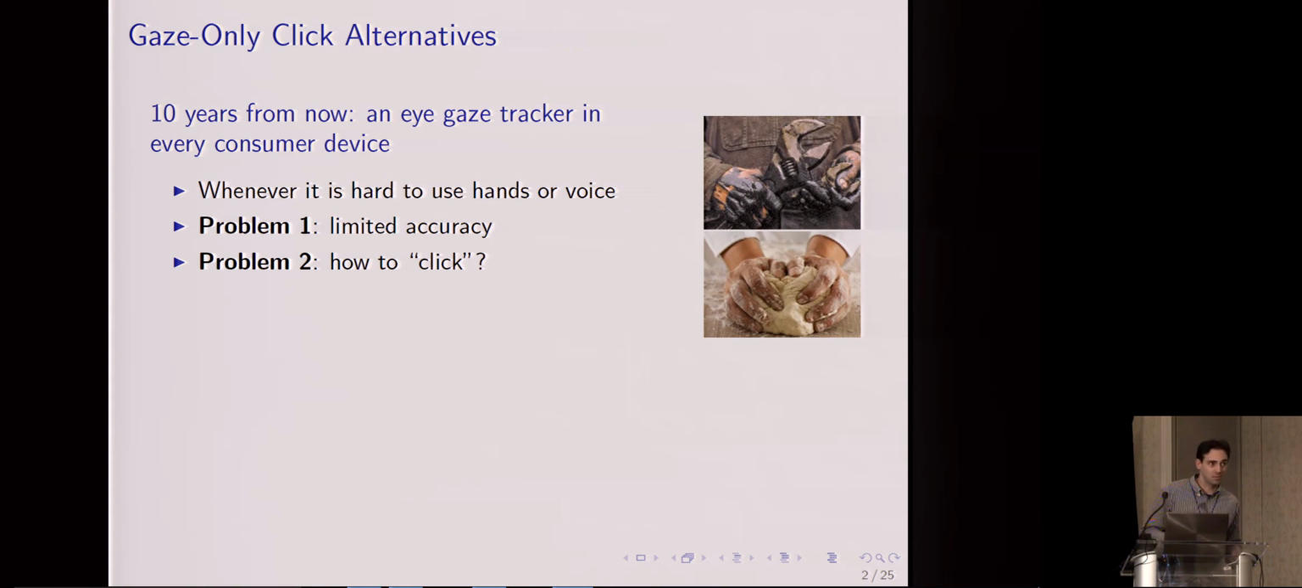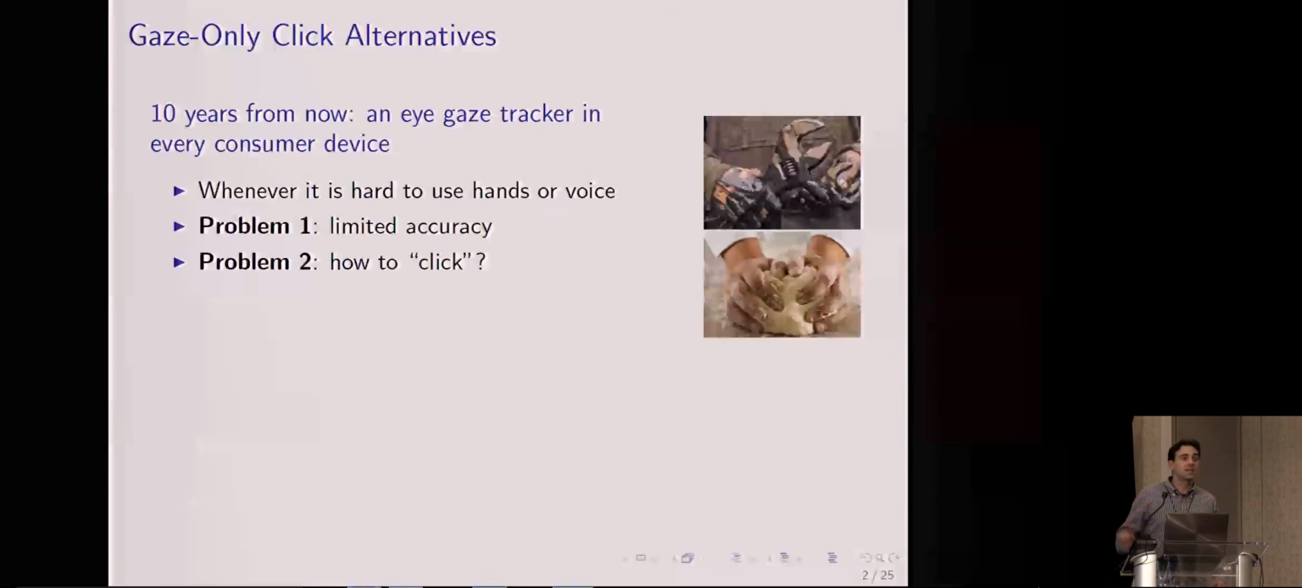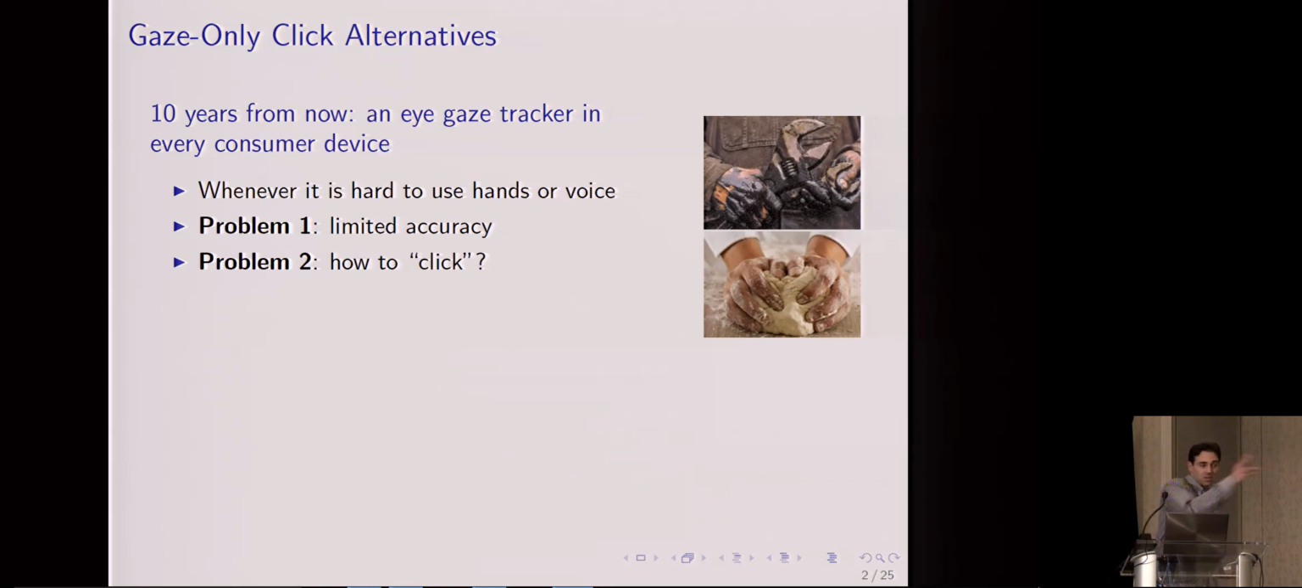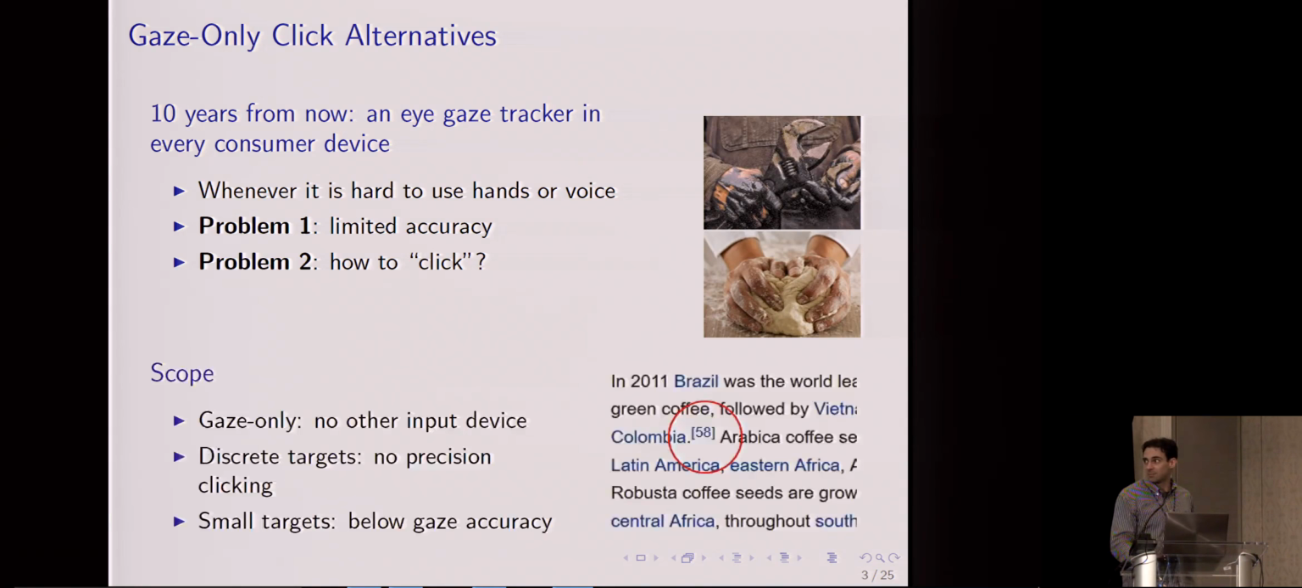But there are two problems that we have to deal with to make that a reality. The problem number one is the limited accuracy of eye gaze tracking. There's a built-in natural limitation by the design of our eyes, which we can't really cross. And how do we click? Our eyes are naturally built for pointing. We're looking at different things all the time, but clicking, that's a whole different story.